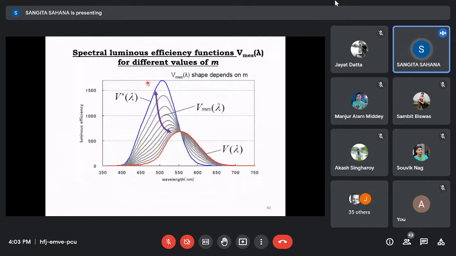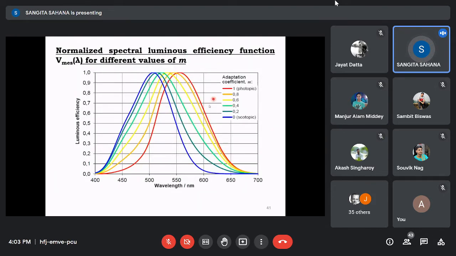So the normalized function, this one, you can see the blue for value of m is 0, scotopic. The red one, value of m is 1, it's photopic. For all the others, value of m, a few examples are given. So other than the blue or red, all are different kinds of mesopic vision.